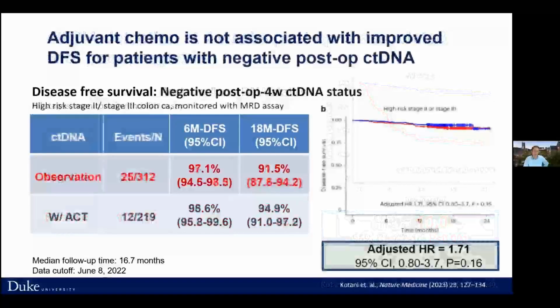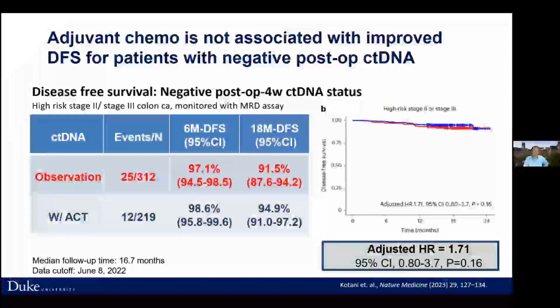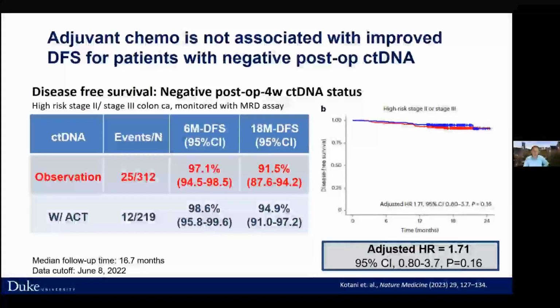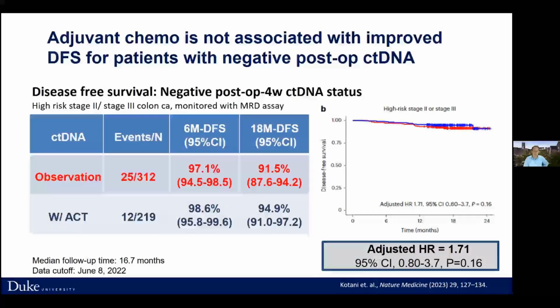So this next analysis looked at those patients who had high-risk stage 2 or stage 3 disease where adjuvant chemotherapy would have been medically indicated. And granted, this was not a randomized study. This is observational. So I don't know why patients got observation in these high-risk categories, but they did.